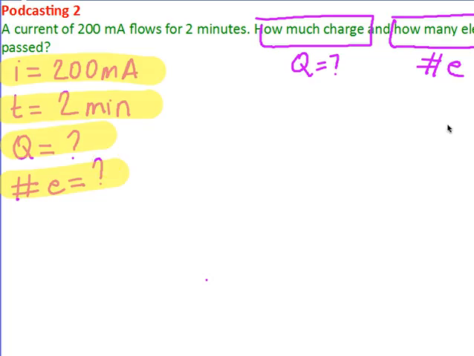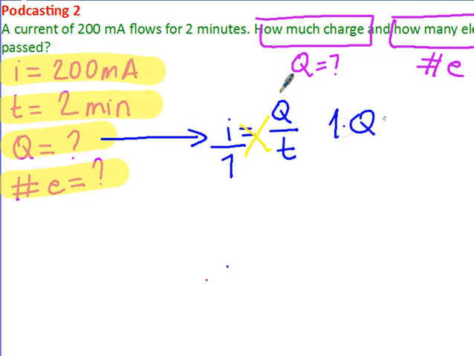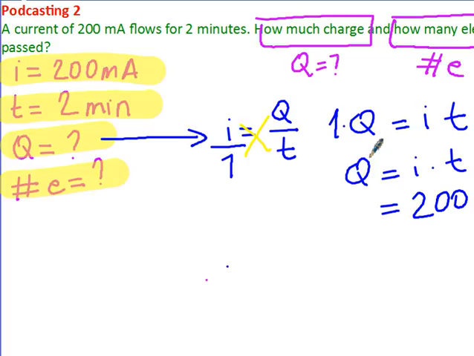Now to answer the first part, how much charge, the Q section, obviously I relate quickly to the relation I equals Q over time. I can rearrange this formula. There is a 1 here, as you know, and if I do cross multiplication, I end up with Q times 1, Q is equal to I times T, or in other words, Q equals I times T, the time, and that simply will give me I is 200 and time is 2, so that will give me 400 coulombs. Beautiful, is it?